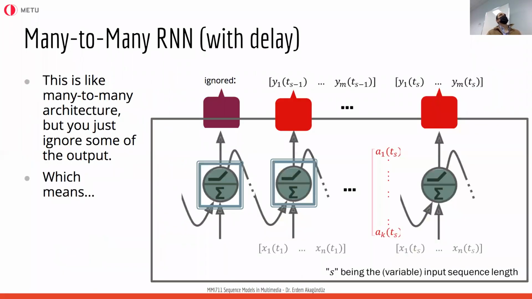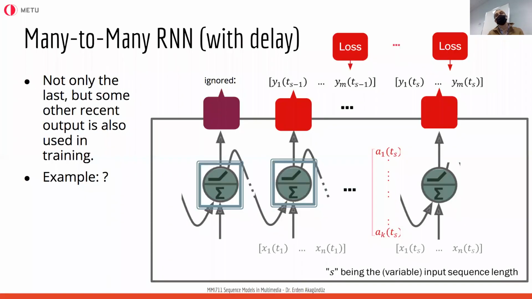Okay, and many with delay. We're using everything all together. This is like many-to-many architecture, but you just add the delay, which means you ignore some of the output. Which means that the loss will be calculated not from all the output gates, but for some of them. Which means the error will be backpropagated not from all of the outputs, but from some of them. And when you backpropagate gradients from different outputs in the computational graph, they will combine.